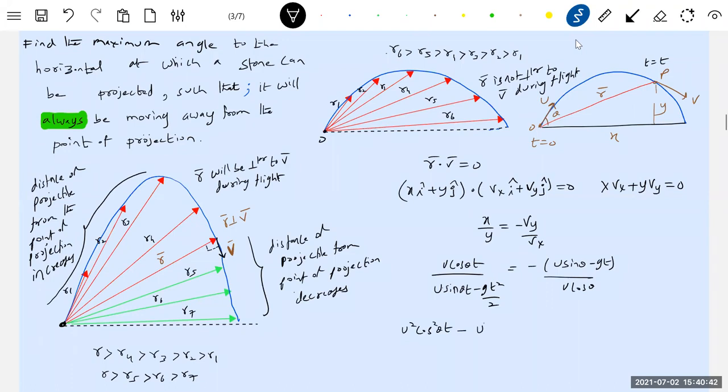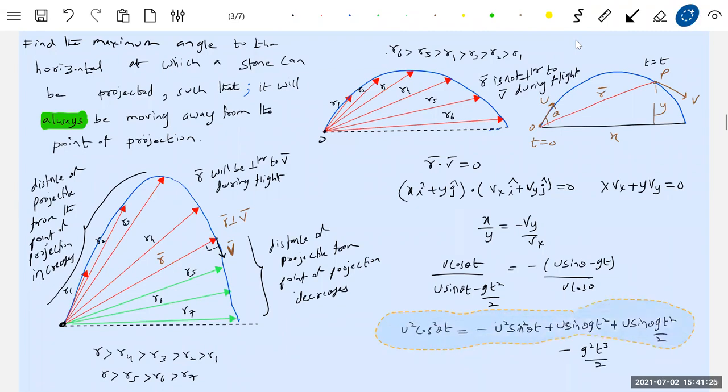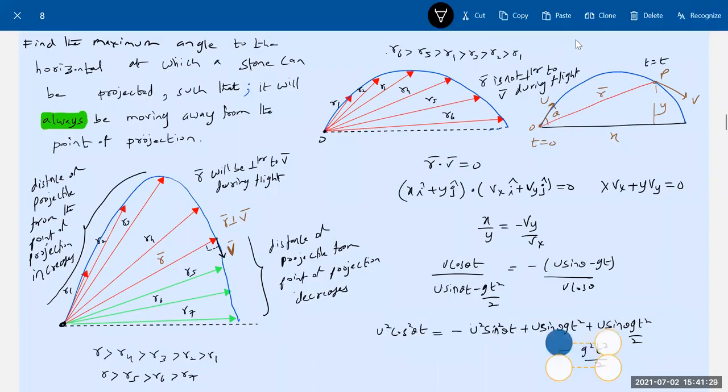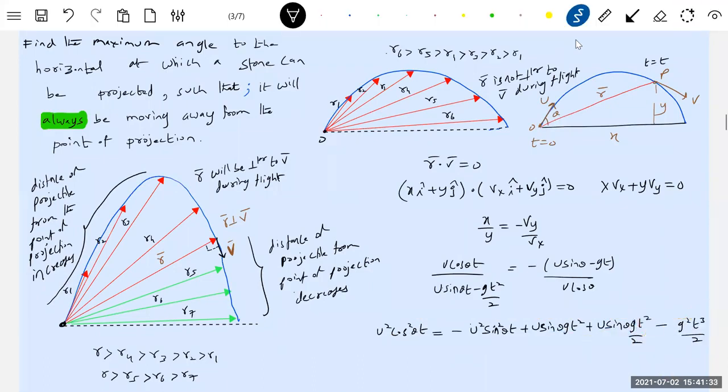Then I have to expand this big bracket. U square minus of this sin square t. So many terms will come. Then again plus u sin theta g t square minus u sin theta g t square by 2. Minus of minus, this will be plus. Then minus of g square t cube by 2. The expansion, just check once, then if it is correct, I'll move forward. G square t cube by 2, yes, t square, u square. Okay, I'm fine.